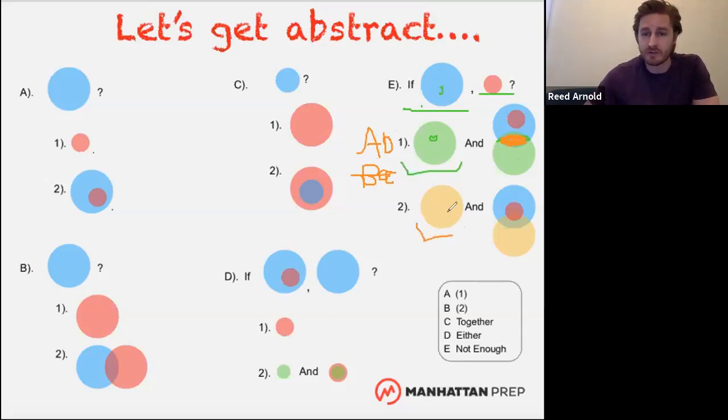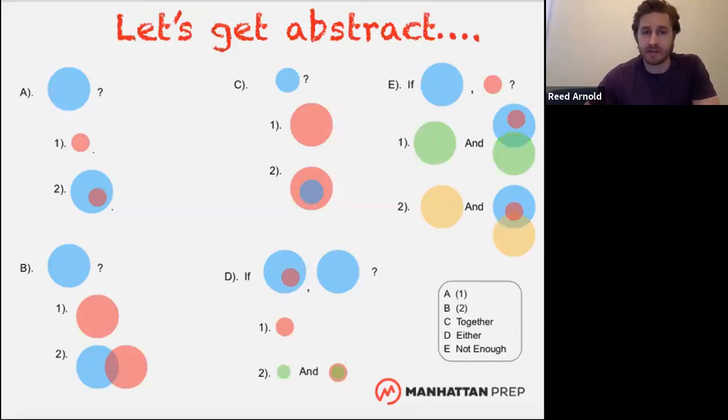Statement two says I'm in a yellow circle. And here's the relationship of yellow and blue circles. Well, since I'm in a yellow circle and I'm in a blue circle, I'm in the intersection. And notice here the difference. Some red is there. I could be in a red circle or I could be outside a red circle. Okay, and so this would be insufficient. The answer here would be A.